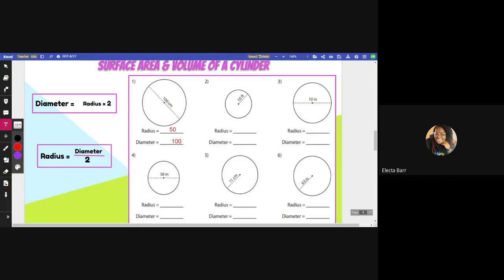Number two, what's the radius and the diameter? The radius is 10. And you said the diameter was what now? 20. Diameter is 20. Let's keep going. And of course, y'all, you would add the feet and the centimeters and parts like that, but I'm just not going to put that right now.